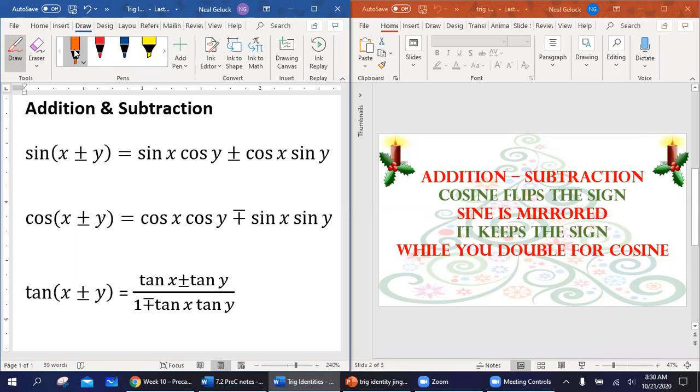So addition, subtraction, cosine flips the sign. Sine is mirrored, it keeps the sign while you double for cosine.